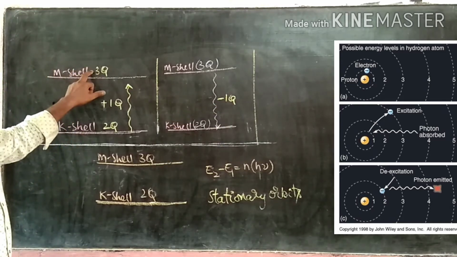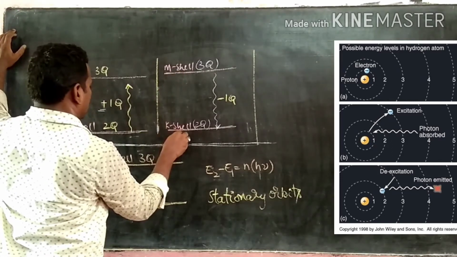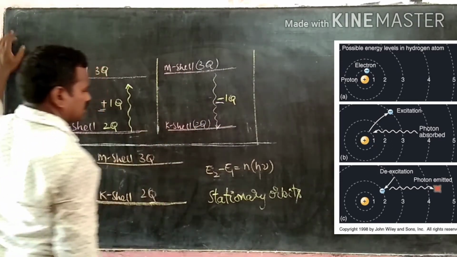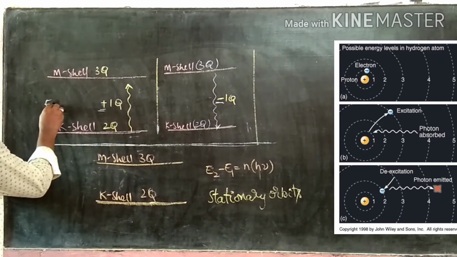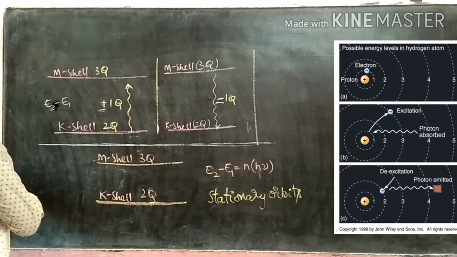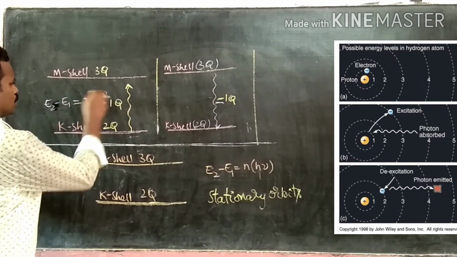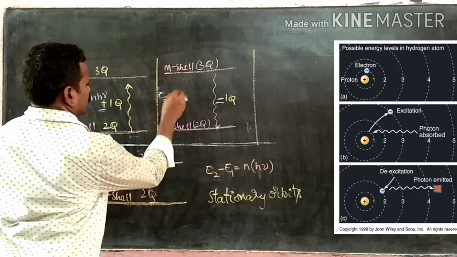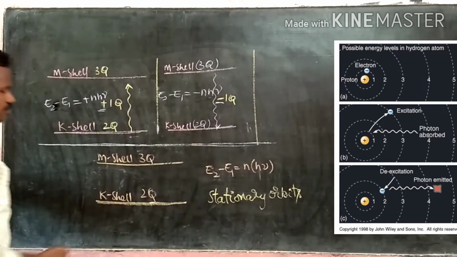Lower level to higher level gains energy. Higher level to lower level loses energy. Either loss or gain of energy can be represented here: E2 minus E1 is equal to plus nhν, and here E2 minus E1 is equal to minus nhν.